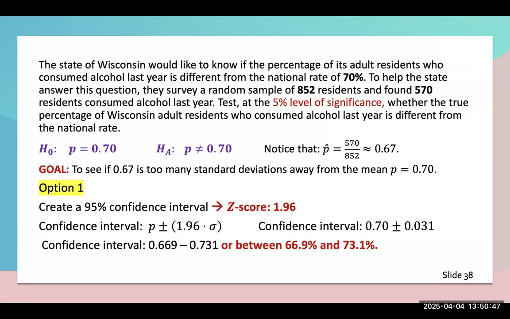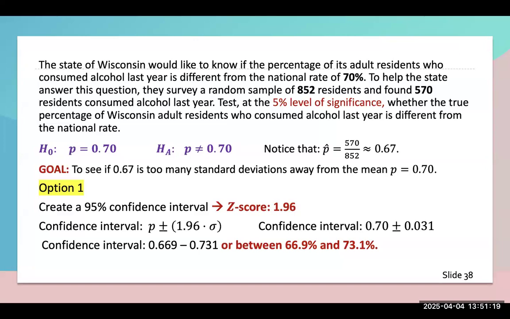So this is saying, if the true rate of Wisconsin residents who consumed alcohol in the last year was 70%, then if I go out and get a random sample that is sufficiently large of Wisconsin residents, and I calculate the percentage of those residents who consumed alcohol in the last year, 95% of the time I'm going to get something between 66.9 and 73.1.